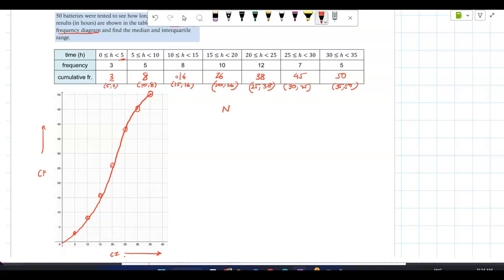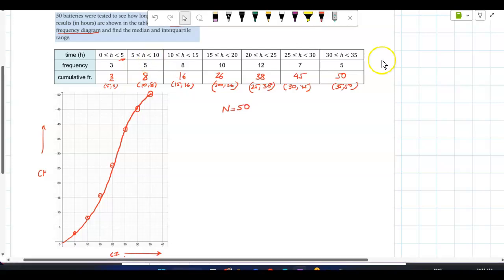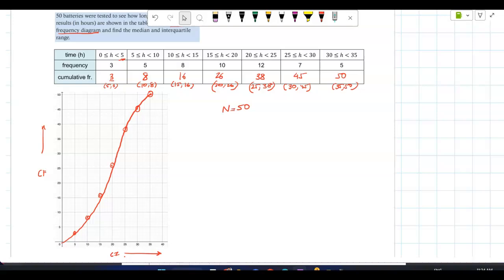So the number of data points is 50. This is sigma f. When you add the frequencies, there's 50, and obviously this is the total of all of this, because you gradually added over here. When you find the median, it is n over 2. So that's 50 over 2, that's the 25th value. Now how do you find the 25th value? You start from your 25th value, go to the graph and read it off. So 20 hours is the median.